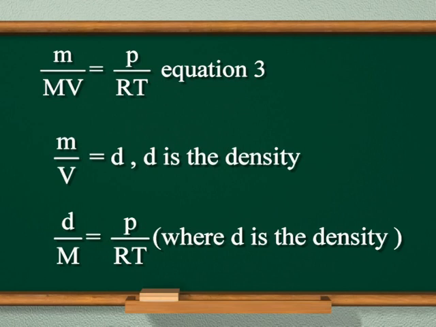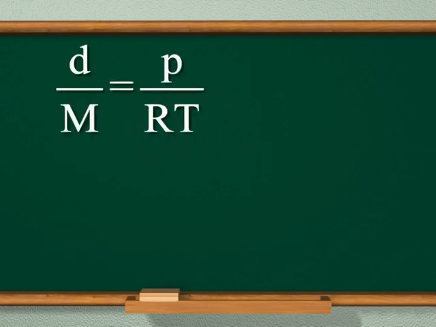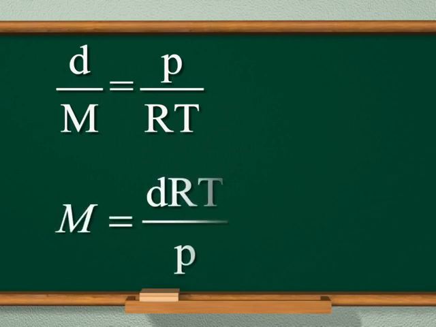On rearranging this equation 4, that is density upon M is equal to small p upon R multiplied by T, as shown on the screen, we get the relationship for calculating the molar mass of a gas as shown on the screen. Capital M is equal to small d multiplied by R multiplied by T divided by P.